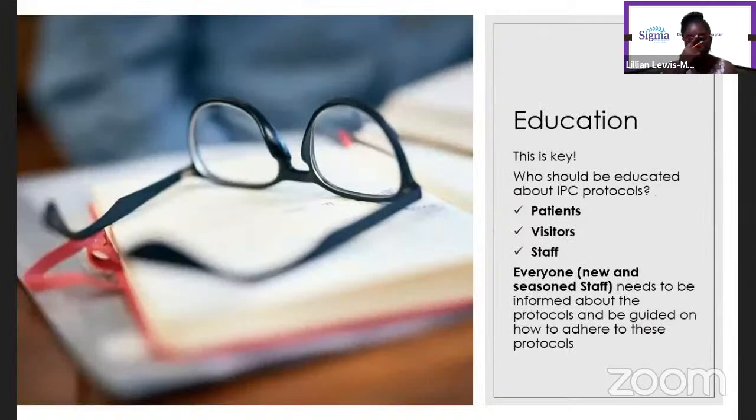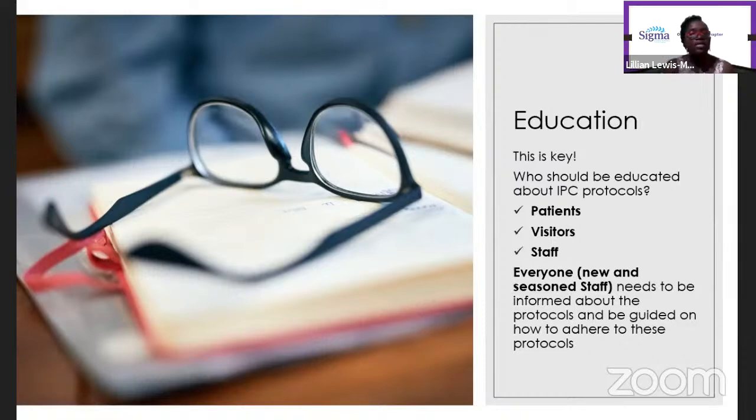Education, and as we all know, education is key. So, who should be educated about IPC protocols? Everyone: the patient, the visitors, the staff, both new staff and seasoned staff, and education is ongoing. It's almost like a cycle, because as you go along, and COVID-19 has taught us this, almost daily there is a new update. There's something that you may have to tweak, or something new you're learning that you have to add. So education in itself is a cycle that continues on and on.